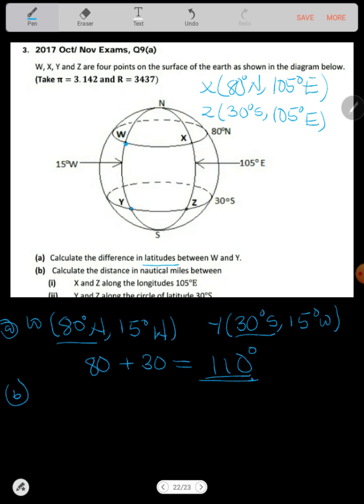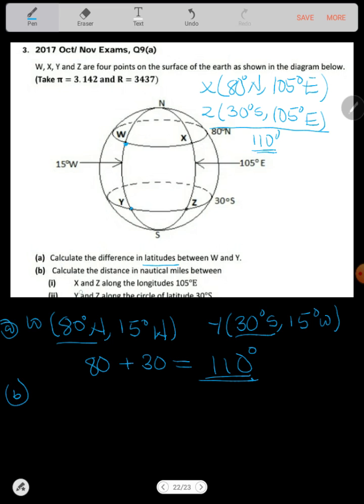So we are going to find the difference in latitude. We can see that these are on the same longitude, so we can't find the difference in longitude. So we find the difference in latitude, and when you find the difference there, you are going to find that it's 110 as well. 110 degrees, and this is the angle that we need.